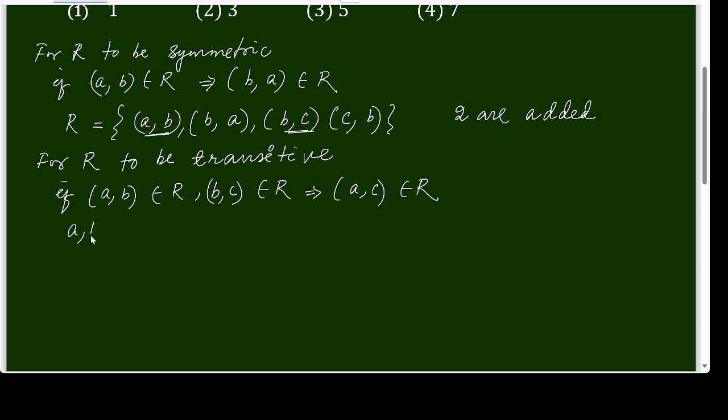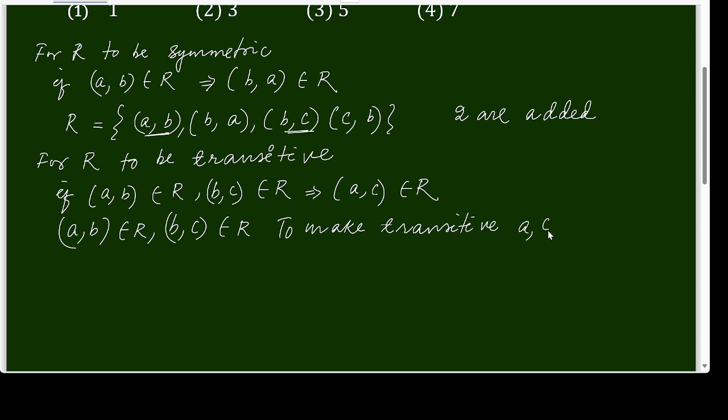Since AB belongs to R, BC belongs to R, to make it transitive, AC has to be added, A, C to be added.